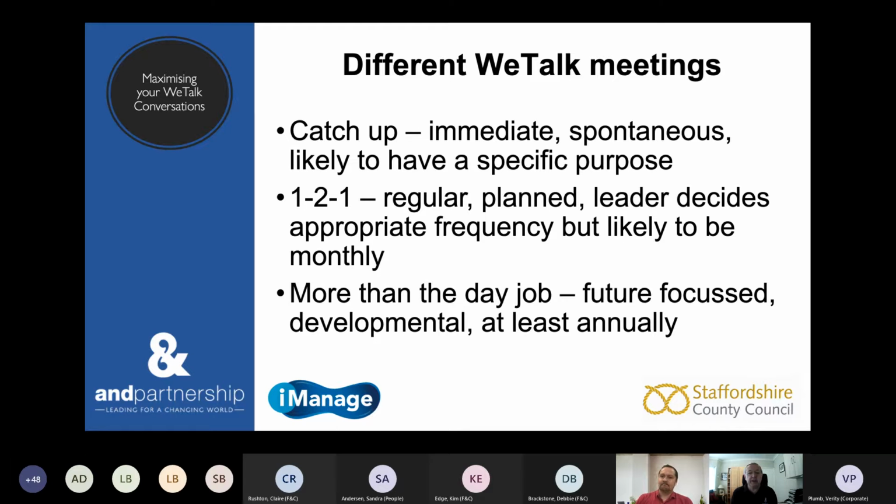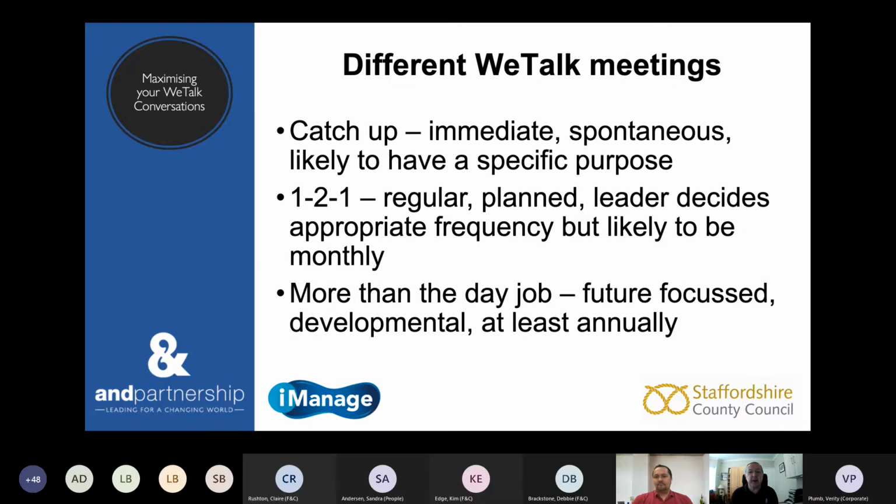And then the more than the day job meeting tends to be one that is future focused and developmental, and the only guidance on the timing for that is at least annually. You can do them more frequently than that, but at least annually is the guideline. So those are the 3 different types of meetings. When we're talking about preparing for these meetings, there will be different prep needed for different types of meetings, obviously. But we'll try and make sure we touch on all of these as we go through.